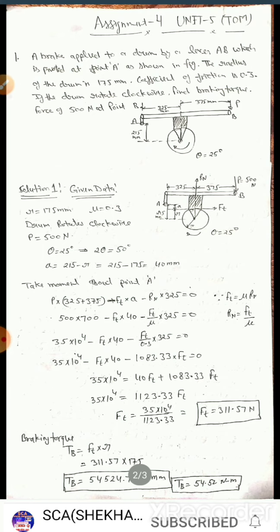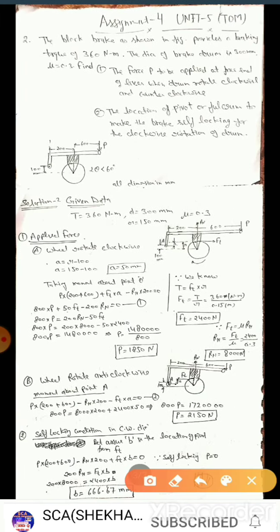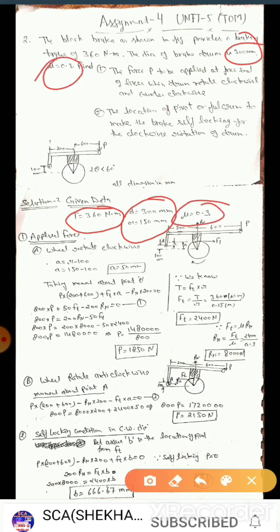Now move on to the second question. This question is very tricky, but it is very simple. Now read the question carefully. The block brake shown in the figure provides a braking torque of 360 Newton meter. The diameter of the drum is 300 mm, so the radius is 150 mm. The coefficient of friction mu is 0.3.